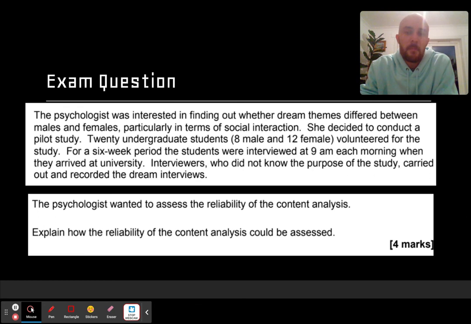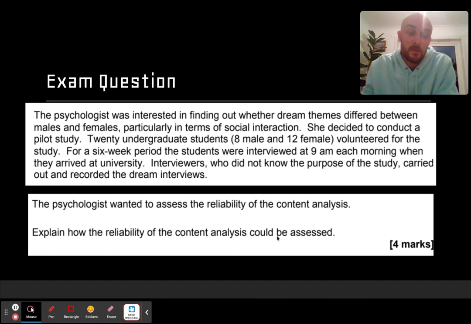Now, if you're first year, you will not be able to answer this question because you probably don't know what a content analysis is. But if you are a second year and you have at least been taught content analysis, you should be able to answer this question. Essentially, what this is looking for is how do you assess the reliability of a content analysis. You would do the content analysis again, let somebody else do it, for example, and then you'd see if there was a 0.8 consistency between you and the previous person. And that would be 4 marks contextualized to this example.